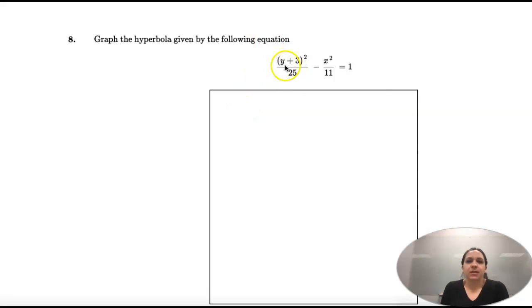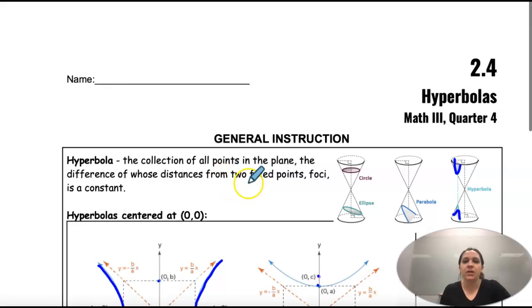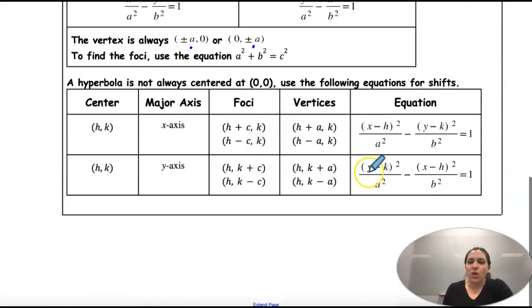Okay, number 8, we're graphing. The y value has a +3 here, so that means that our center is not at 0, 0. And y comes first, so we're transverse along the y-axis, this bottom row, and here is our general form.